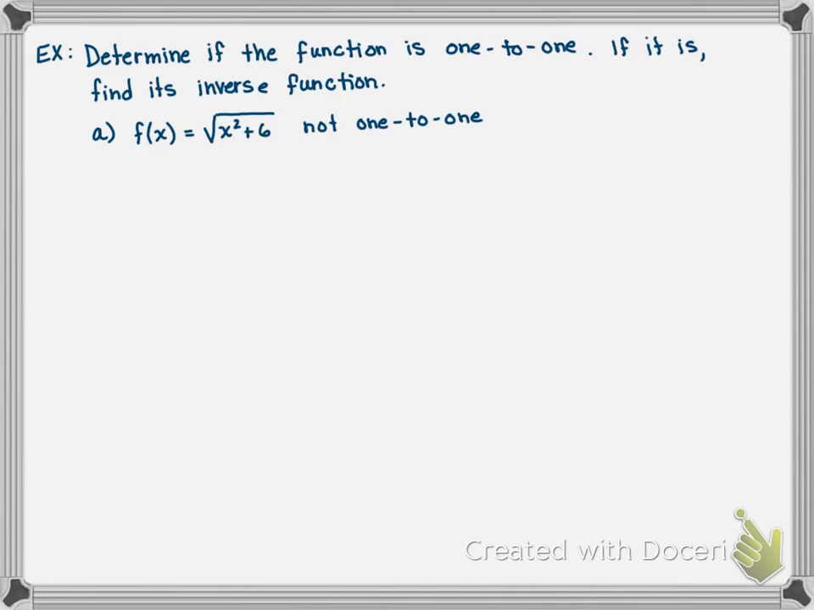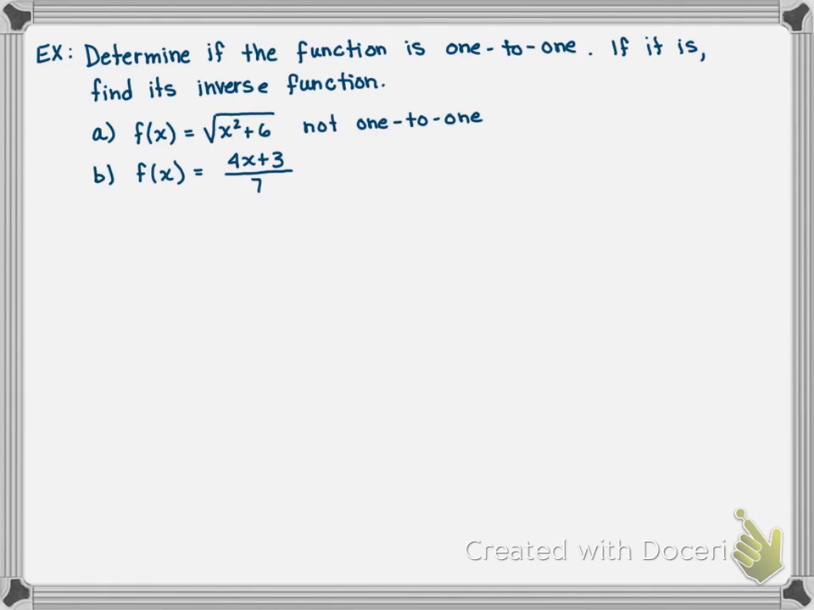And we're done. We can't find an inverse function if the function's not 1-to-1. So let's do the next one. What type of function is that? Yeah, it's a linear function because the denominator doesn't have a variable in it, right?